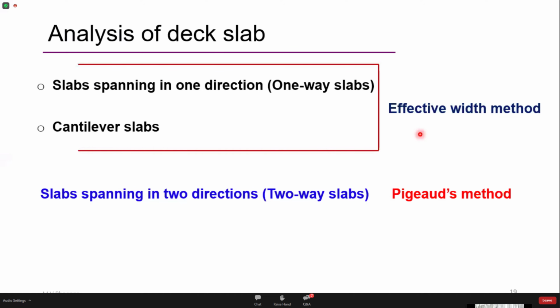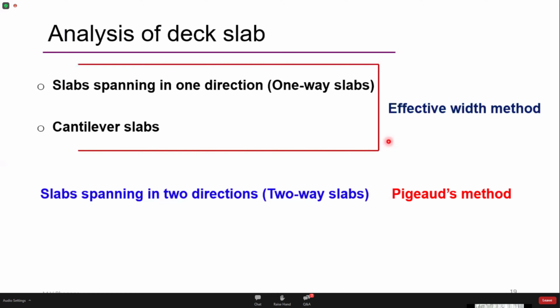This method is also given in IRC 112, and also it is given in IS 456. And for slabs spanning in two directions, or simply two-way slabs, the Pigeaud's method is the most popular method used for the analysis. So now we will be discussing one by one what these methods are.